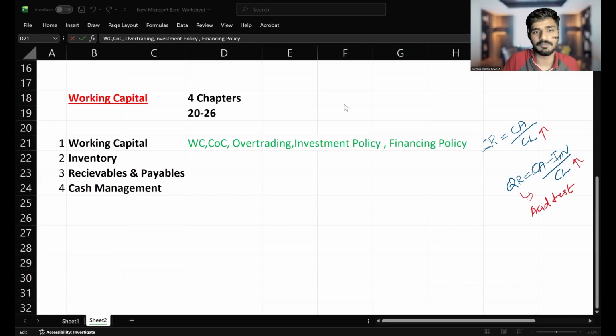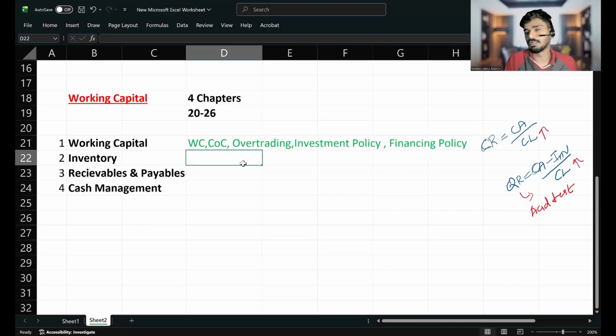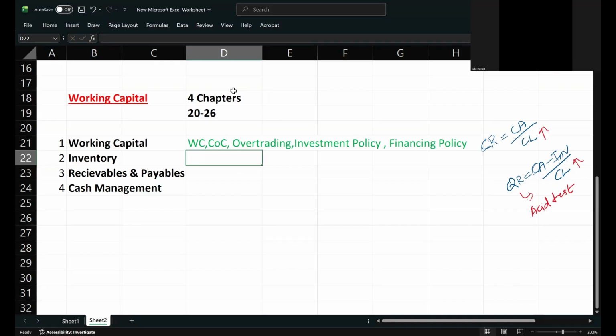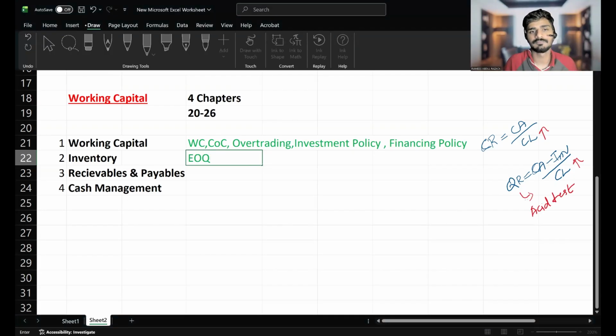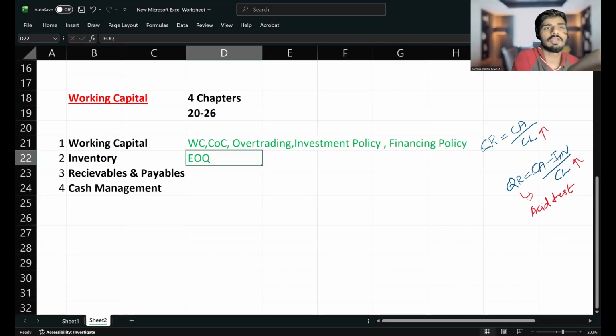Anyway, that's it from the first chapter. For the second chapter, you have to learn about inventory management, how we can manage inventory. So what was the most important topic from inventory management? Okay, EOQ. EOQ is economic order quantity, right? Economic order quantity. So let me ask you an MCQ question.